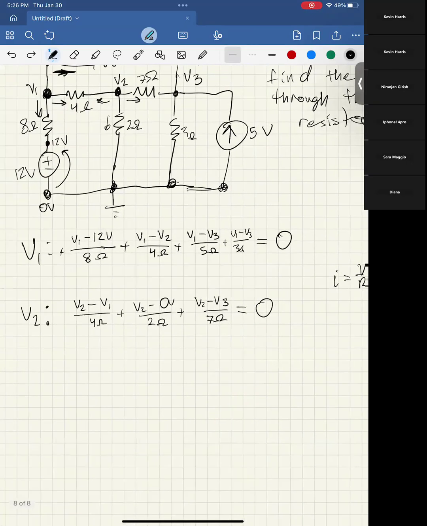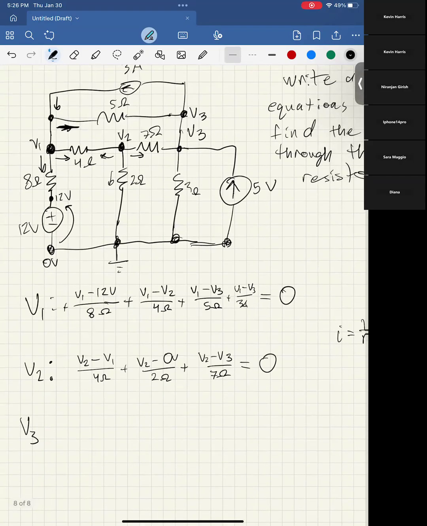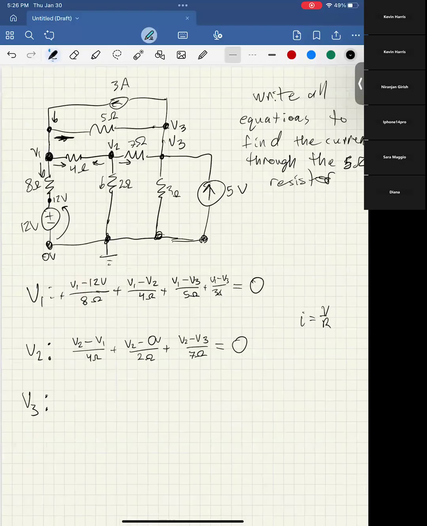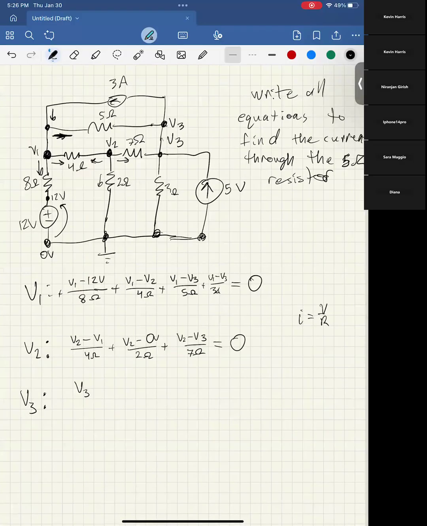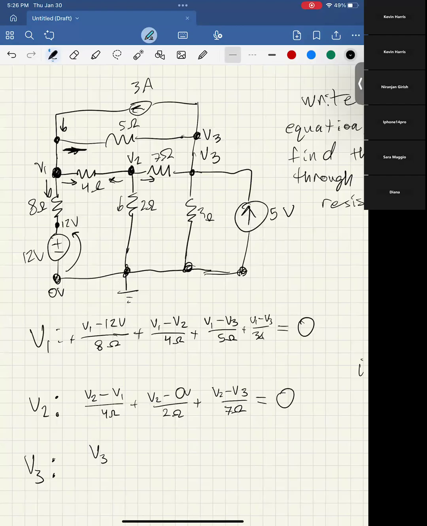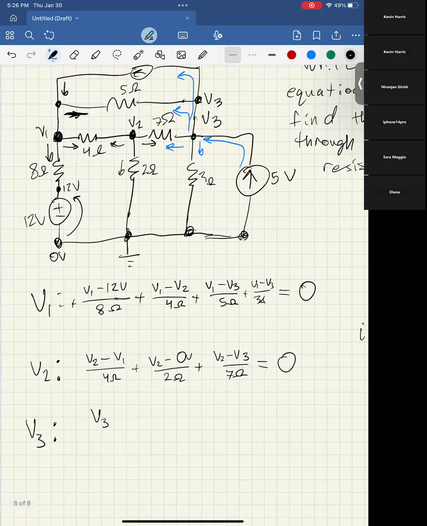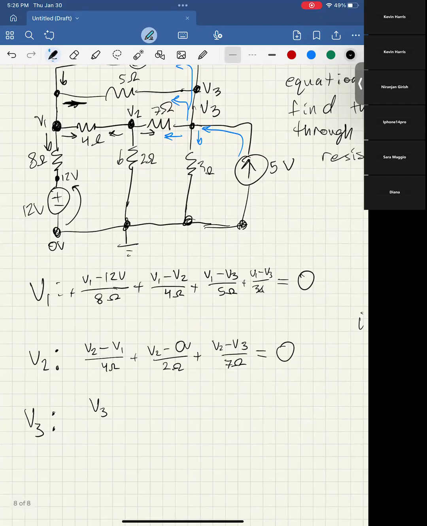So then last but not least, we have V3, which is similar to V1, where we have to consider many terms here, actually. I'll do these in blue so you can see what I'm doing. We have one here, we have one here. This one is going in, and then we have one here, and we have one there. So there's going to be 5 terms for the V3 equation. Don't get too scared. It's still the exact same process you've done before. So I'll start with the 7 ohm. So V3 minus V2 over 7 ohms.